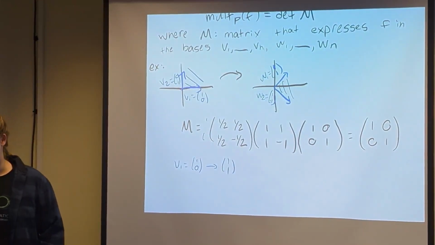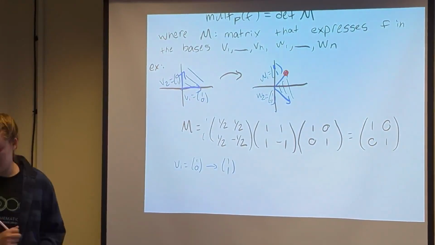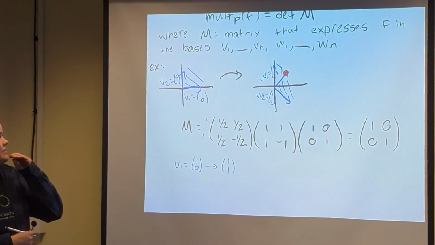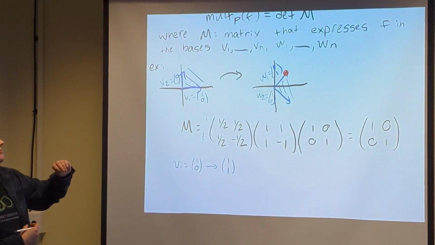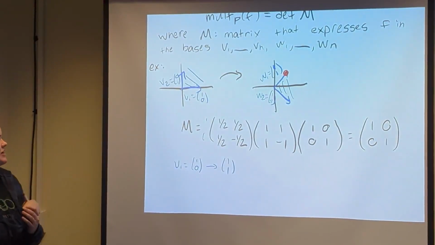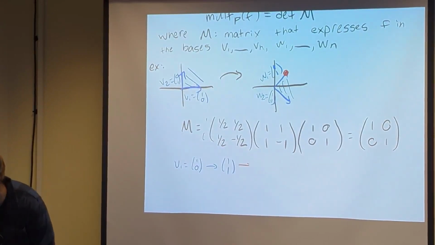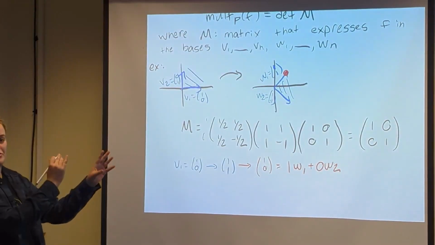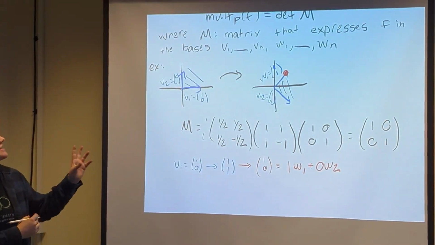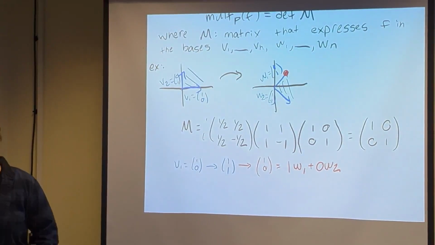Multiply 1, 0 by 1, 1, 1, negative 1 gives us the point 1, 1, which gives us this point, or that vector over on that side. But we want that in terms of W1 and W2. So we multiply it by the last matrix. It sends us to 1, 0 again, which is telling us that we have 1 W1 vector and 0 W2 vectors, which gets us exactly where we want to be. So our matrix M is the identity, and the determinant of the identity is 1.